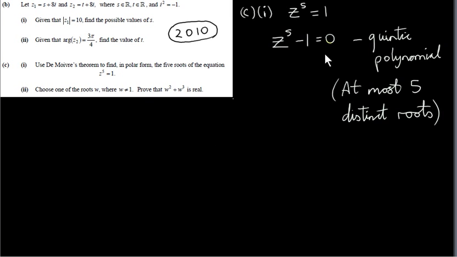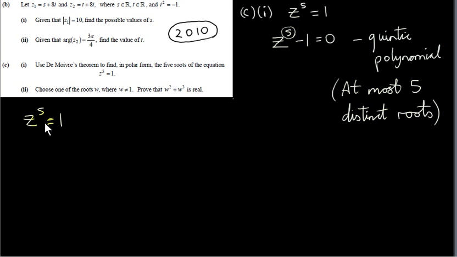Now, in a previous video, I mentioned the fundamental theorem of algebra, which states that any polynomial has at most n distinct roots, where n is the degree of the polynomial. So the degree of this polynomial is 5, so that means it has at most 5 distinct roots.